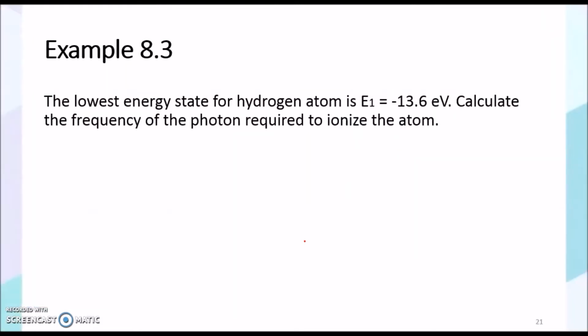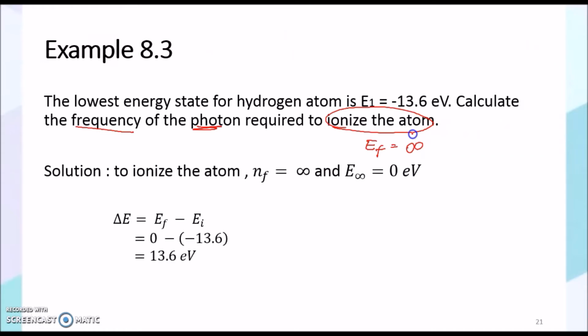Example 8.3, the lowest energy state for hydrogen atom is E1 equal to negative 13.6 electron volt. Calculate the frequency of the photon required to ionize the atom. So when the electrons make a transition, it will absorb or release energy. So the energy absorbed and released is in terms of photon. So kalau dia kata to ionize the atom, we know that final energy will be infinity. First, we can find the change of energy during the transition. We will get 13.6 electron volt. It is positive because the electron absorbed the energy.